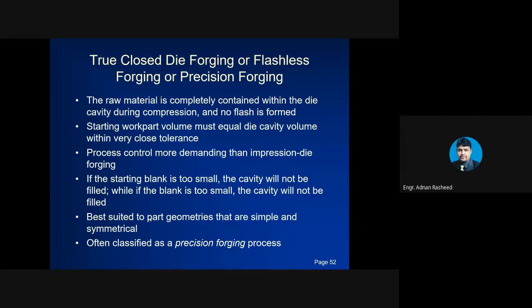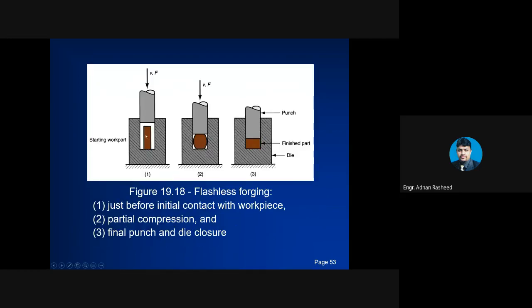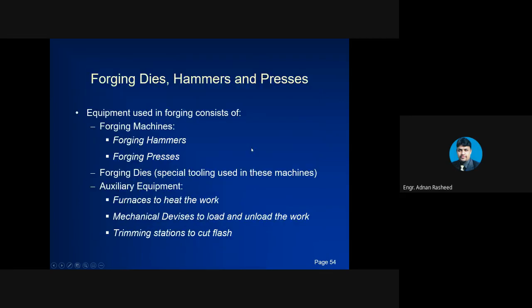Through close die forging, or flashless forging, or precision forging, the raw material is completely contained within the die cavity during compression and no flash is formed. These are the same things we have already discussed, so kindly go through this slide. You can see this is the example of flashless forging: the starting work piece, the intermediate or partial compression, and the final compression. You will get the final shape with no flash.